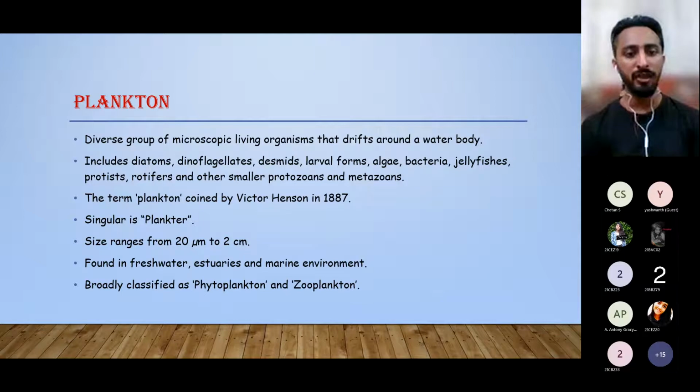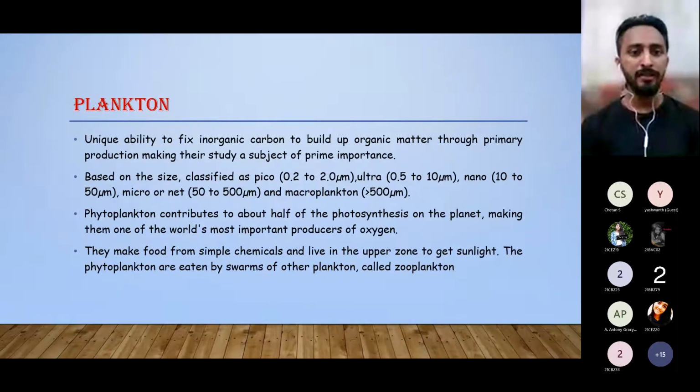They are found in freshwater, estuaries, or marine environments, depending on their ability to adapt to the particular environment. Broadly, planktons are classified as phytoplankton and zooplankton, phytoplankton being the plant type, and zooplankton being the animal type, which includes mostly larvae and other smaller metazoans and protozoa. The planktons are unique in the marine environment because of a very particular ability, that is to fix inorganic carbon and to build up organic matter through primary production. And that is why the study of plankton is of prime importance.